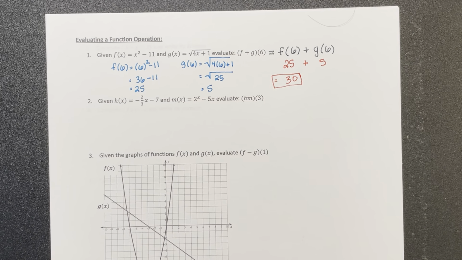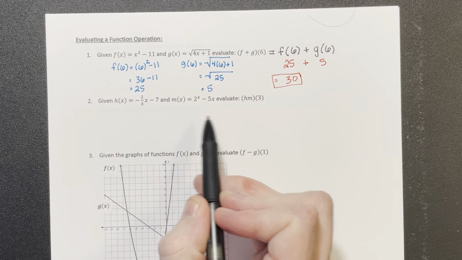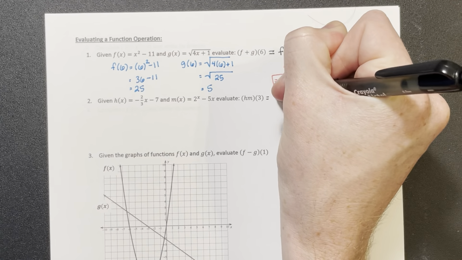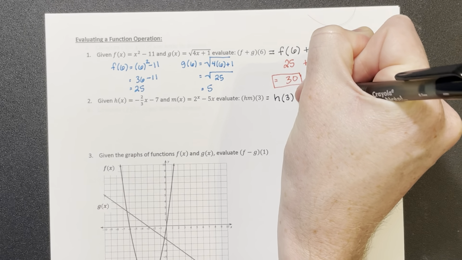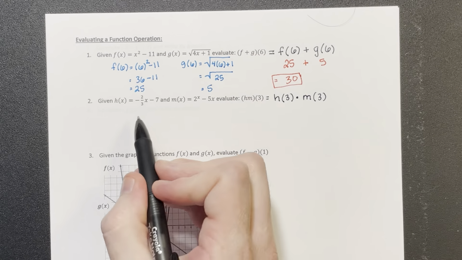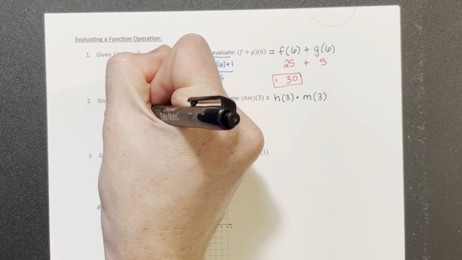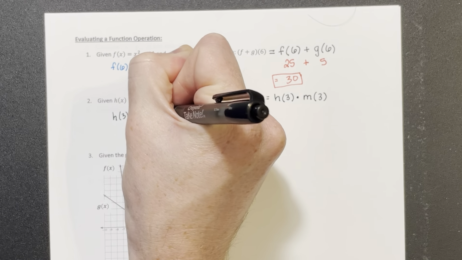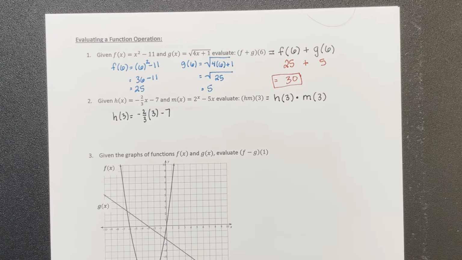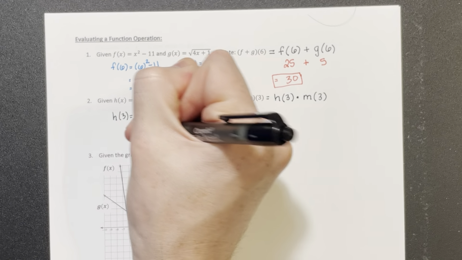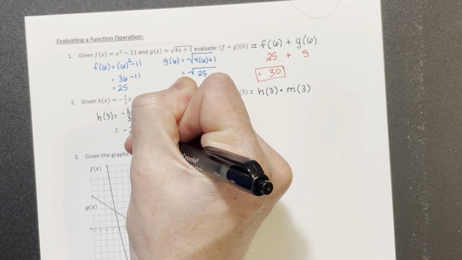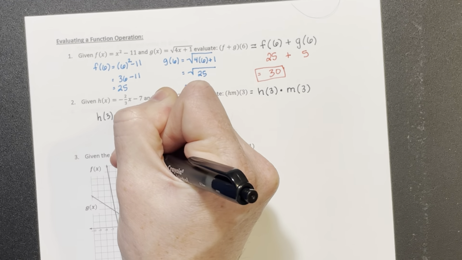Number 2, we have a function h and a function m. We want to evaluate hm of 3. So again, just notation-wise, this would be h of 3 times m of 3. Now I'll plug that in. So h of 3 would say negative 2/3 of 3 minus 7. And you can use your calculator to plug that in, or you can just multiply that out. But I would end up with negative 2 minus 7, which is negative 9.